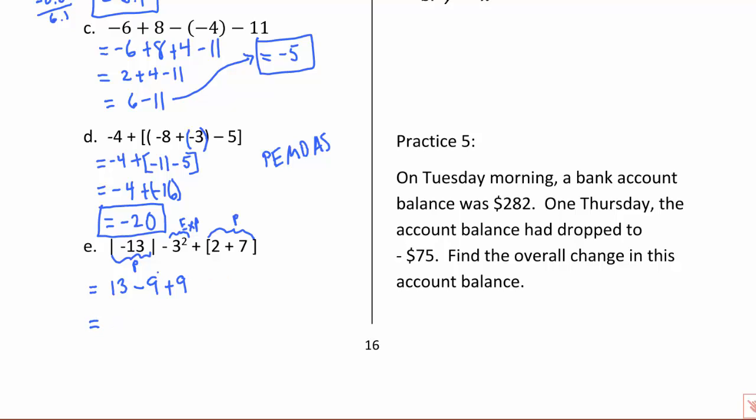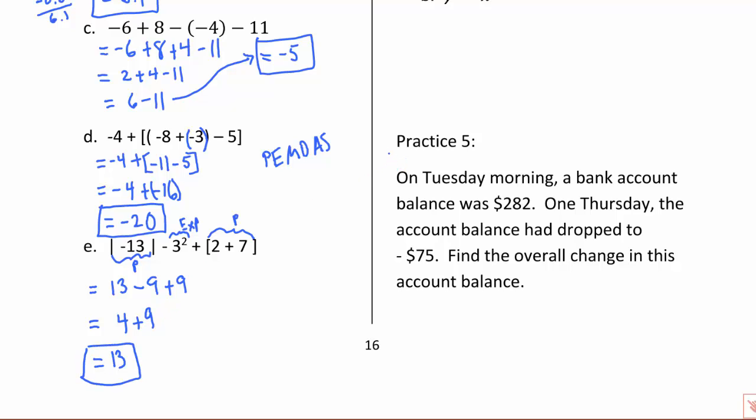Now, I could just do negative 9 plus 9 is 0, and that gives me 13. We'll come back to that in a second. But 13 minus 9 is what we want to do first. So 13 minus 9, opposite signs, they subtract, so 13 minus 9 is 4. Use the sign of the largest number, that's positive. So it gives me 4 plus 9, and of course 4 plus 9 is 13.